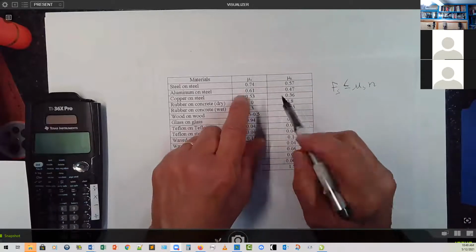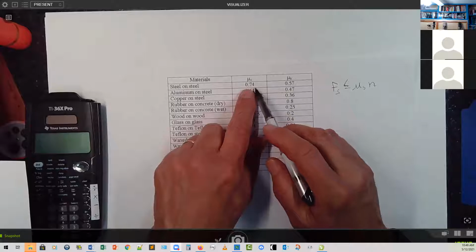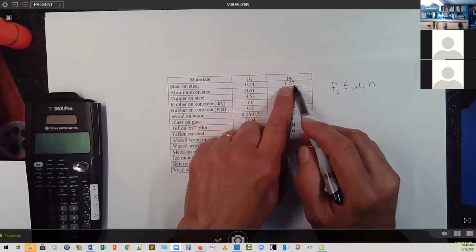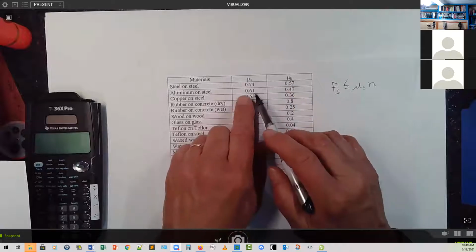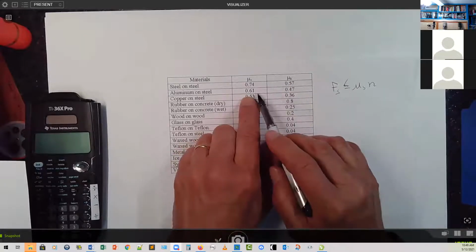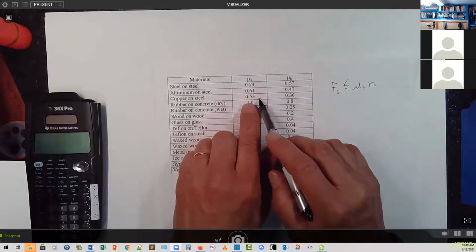But you may notice that the static frictional coefficient here is bigger than the kinetic frictional coefficient. That's usually the case. Same with aluminum on steel. Static is greater than kinetic. Copper on steel.